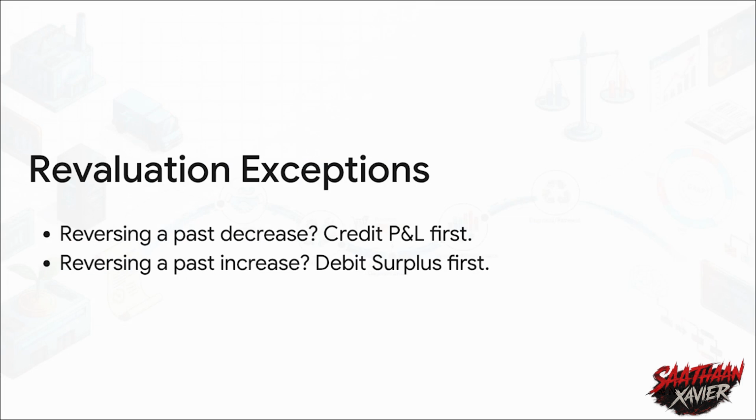What exactly happens if an asset bounces back? If you previously took a decrease and put it in the P&L, and now the asset's value suddenly goes back up, you don't go straight to surplus. You have to credit the P&L first to cancel out that previous hit. Only the excess amount goes to revaluation surplus. And it works the other way too. If an asset that previously created a surplus drops in value, you don't hit the P&L right away. Think of it as cleaning up your past mess first. You debit the revaluation surplus to wipe out that specific asset's past gains, and only the remaining loss hits the P&L. It's all about precisely reversing the steps you took before.